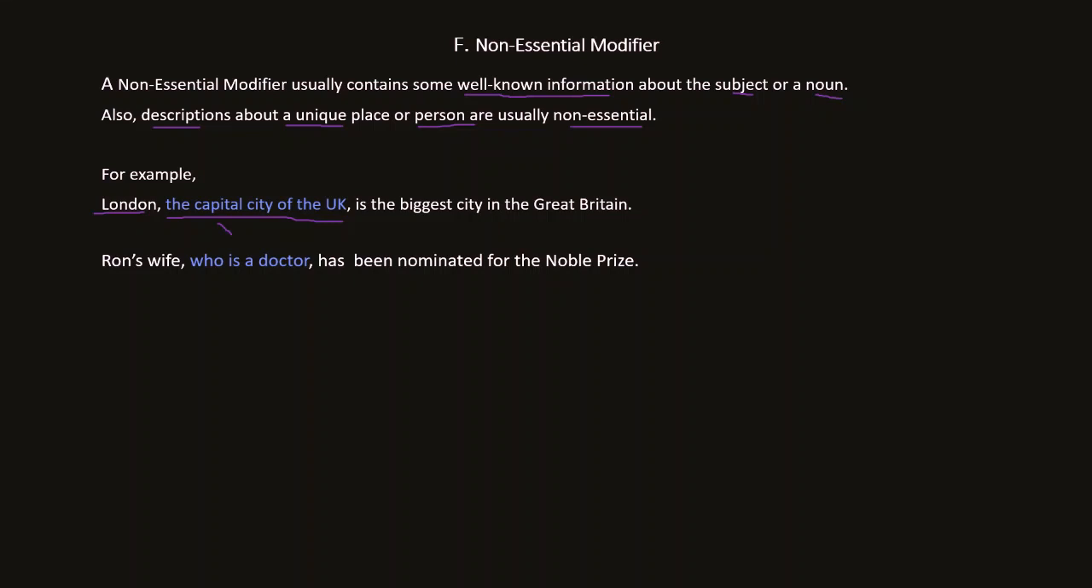Let us look at one more example. Ron's wife, who is a doctor, has been nominated for the Nobel Prize. In this example, who is a doctor is a non-essential modifier, and the noun or the subject Ron's wife is unique in the sense that Ron has only one wife. Now look at one more example.